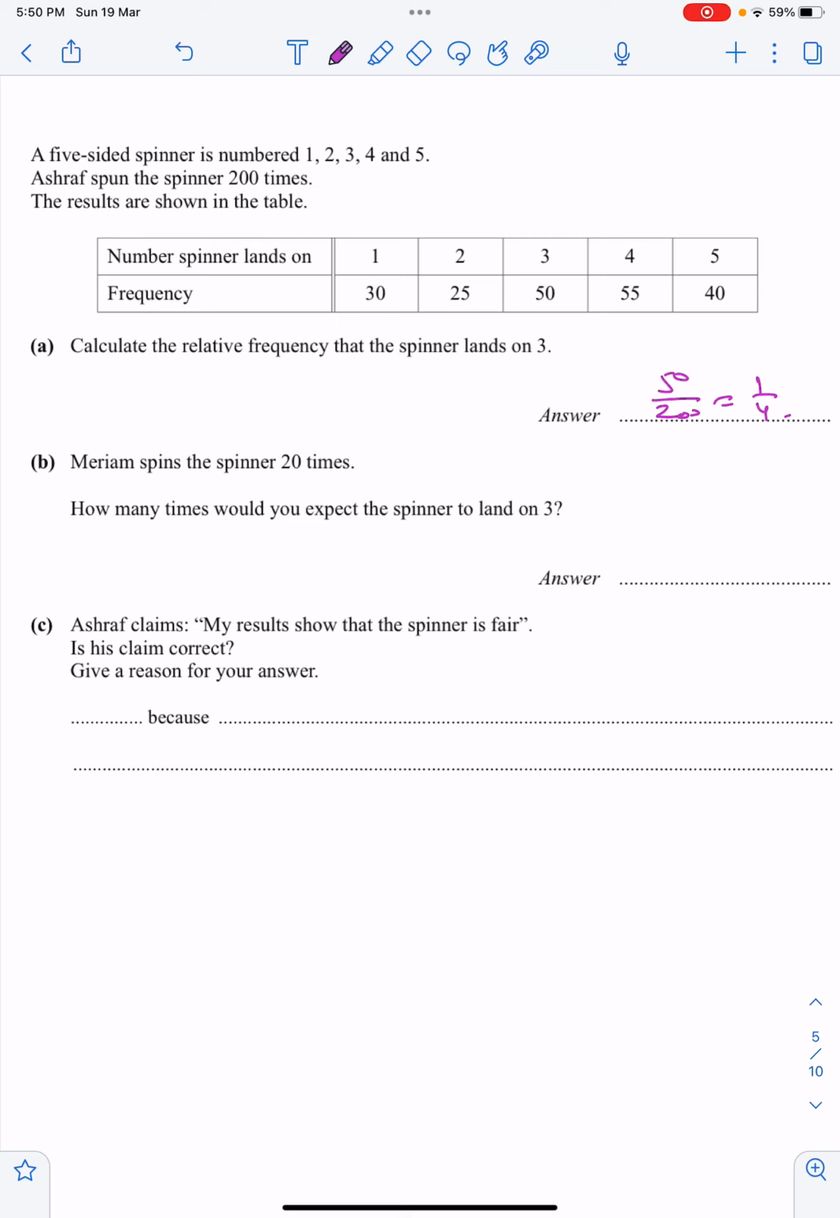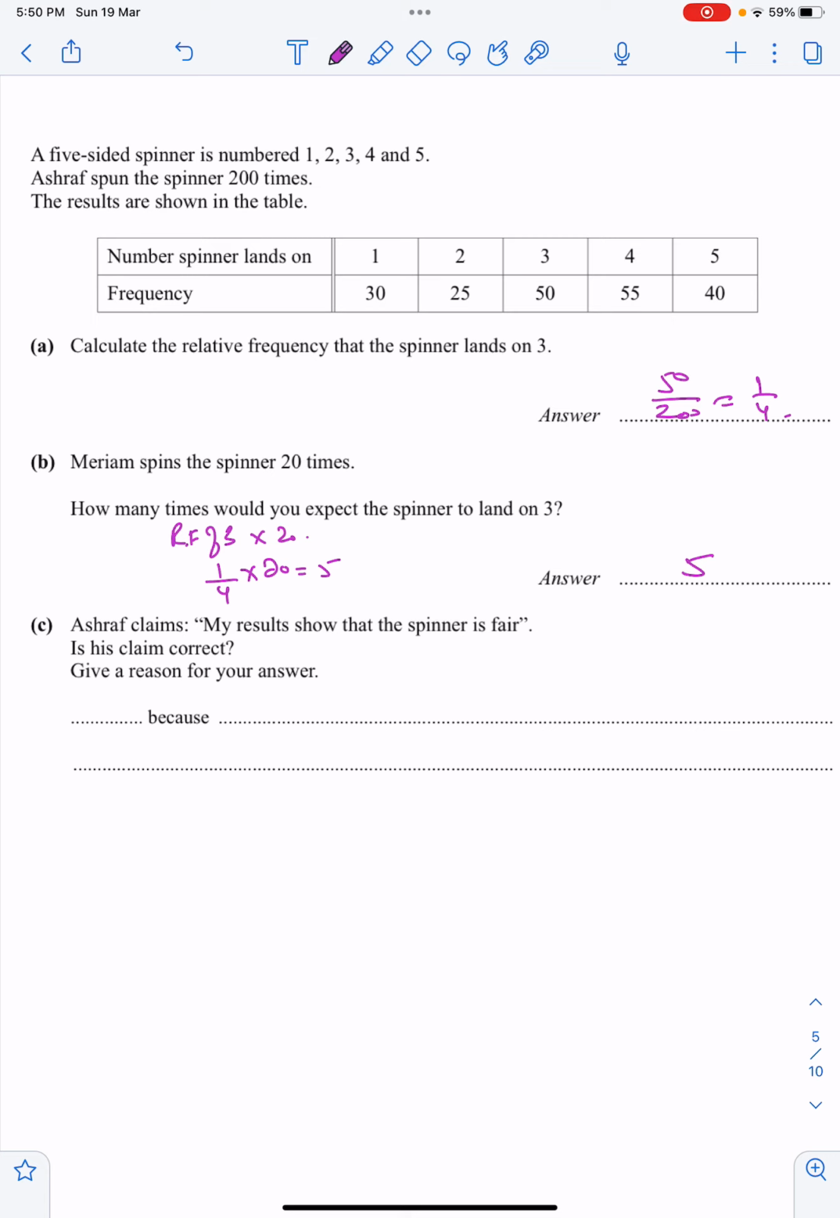Marian spins the spinner 20 times. How many would you expect the spinner to land on 3? So whatever is the relative frequency of 3 multiplied by 20. So relative frequency is 1 upon 4 multiplied by 20, which is going to give you a 5. So it will be 5 times.